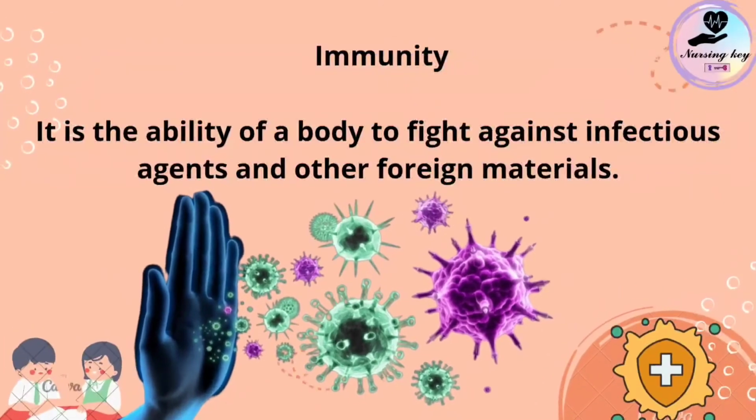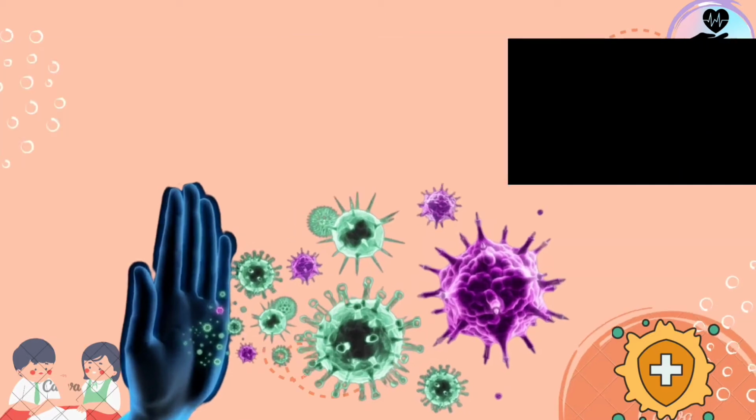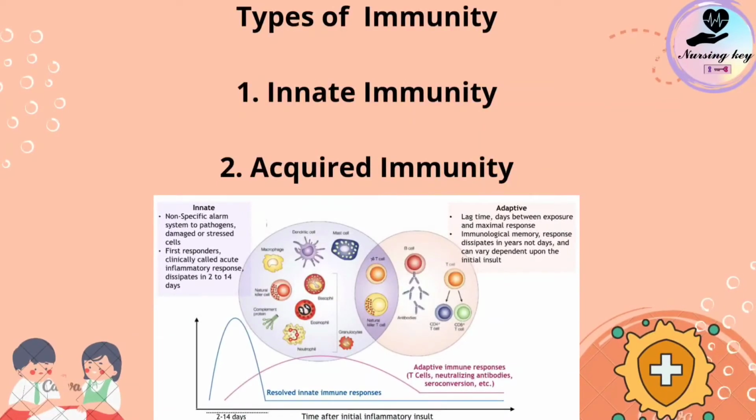Next is immunity. It is the ability of the body to fight against infectious agents and other foreign material, and it also protects us from pathogens and diseases. There are mainly two types of immunity. The first one is innate immunity and the second one is acquired immunity.